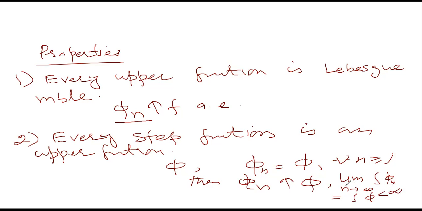So if phi is a step function, then we take the sequence of step functions phi n equal to phi for all n greater or equal to 1. You can easily verify that this is an increasing sequence and its limit is equal to phi, because it's a constant sequence. The limit as n approaches infinity of the integral of phi n is equal to the integral of phi, which is finite. So this step function phi has a generating sequence, which is phi itself for each n. Hence every step function is an upper function.